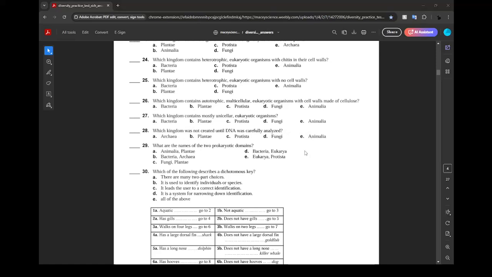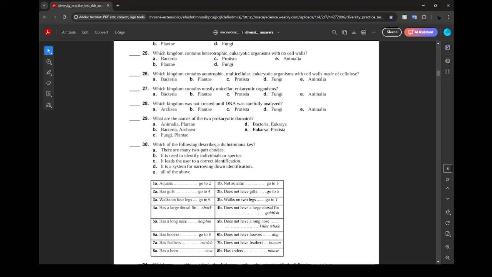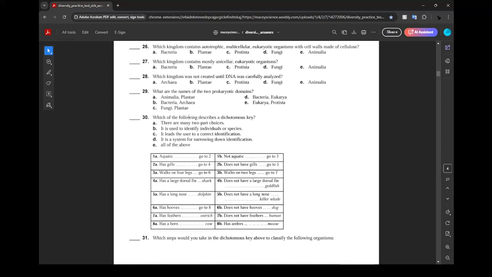Okay, so 28. You shouldn't know this, but if you use some common sense, animals were given DNA right away. Nobody analyzed it. Fungi, no. These are all from nature. This is something that we don't know so well, and this should be the right answer to this question, which is A. Two prokaryotic. What bacteria are archaea? That is so easy. So B. Which of the following describes?